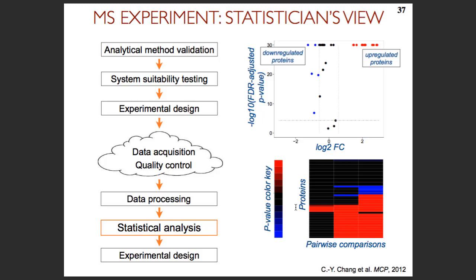The y-axis are proteins, and the color is essentially the significance. So blue means significantly down, red means significantly up, black means not significant. And so you can see how the proteins evolve across multiple conditions. So these are the two outputs.